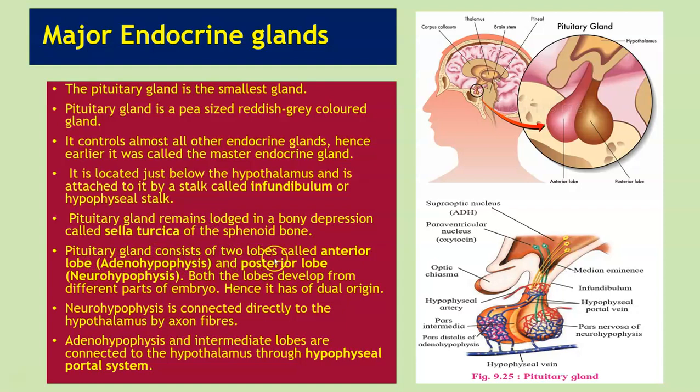Pituitary gland consists of two lobes called the anterior lobe, that is adenohypophysis, and the posterior lobe called neurohypophysis. Both the lobes develop from different parts of the embryo. Hence, it has a dual origin. Neurohypophysis is connected directly to the hypothalamus by axon fibers. Adenohypophysis and intermediate lobes are connected to the hypothalamus through the hypophyseal portal system.